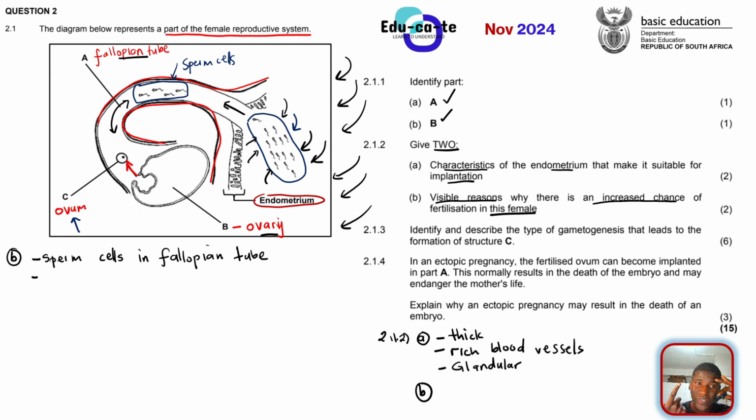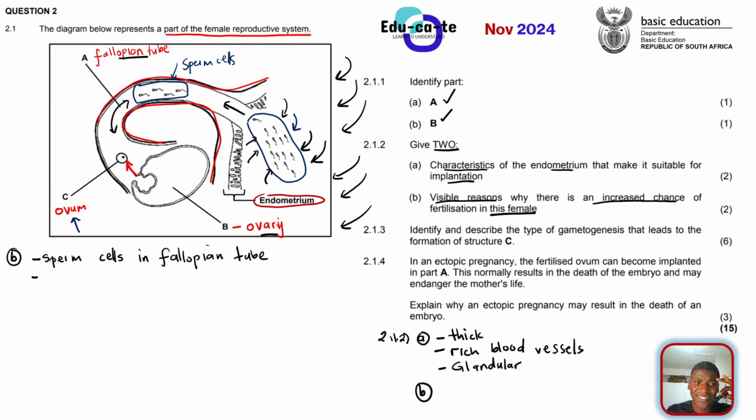We need sperm cells, and we also need an ovum. You can see that the ovum is already there. That increases the chances of fertilization. If it had happened that this female has not released the ovum yet, let's just assume that ovulation had not taken place yet, it means that this female was never going to be able to fall pregnant, or was never going to be able to get fertilized. The ovum was not going to get fertilized because there is no ovum at all.